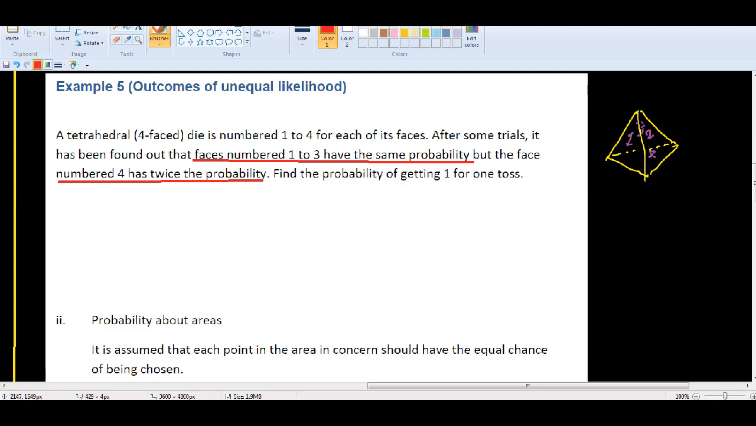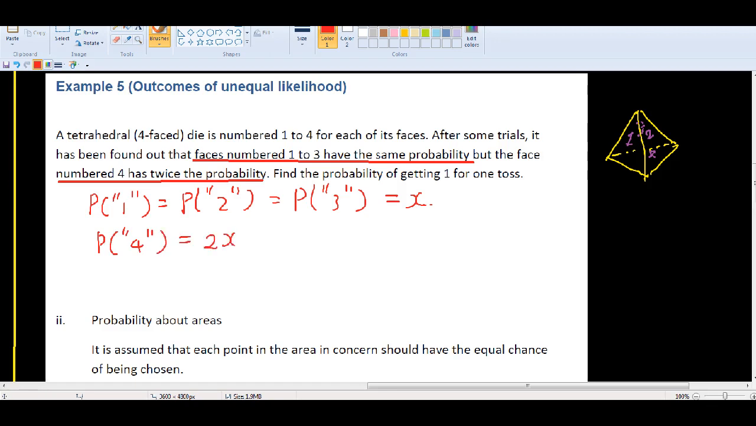Alright, because we don't have the probability for any of the numbers, but you just know that relationship, right? So phases 1 to 3 have the same probability. That means we might think of it this way: the probability of getting 1 equals the probability of getting 2 equals the probability of getting 3. They all have the same probability, x. And the probability of getting 4 is twice that probability, so 2x.